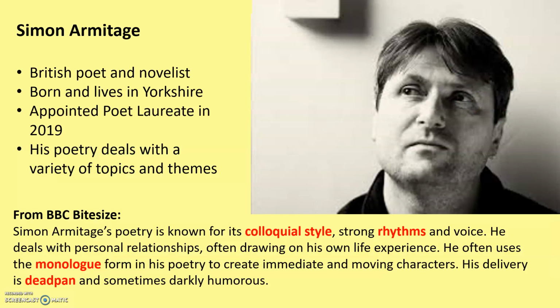Start by thinking about the poet himself. So Simon Armitage, British poet and novelist, as it says there, and it gives you information about where he lives. Appointed Poet Laureate, it says, in 2019. The job of the Poet Laureate is to write poetry at national occasions and for the nation. So it's sort of an honorary role, really, that he's been given there. His poetry deals with a variety of topics and themes, and I've taken the bottom bit there from BBC Bitesize, actually, as well. Unpick a couple of bits with you.